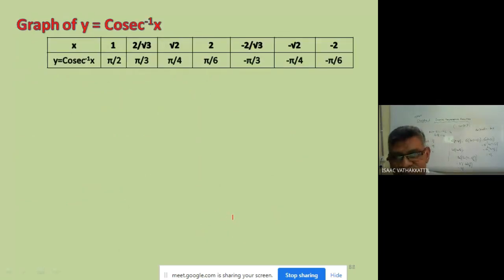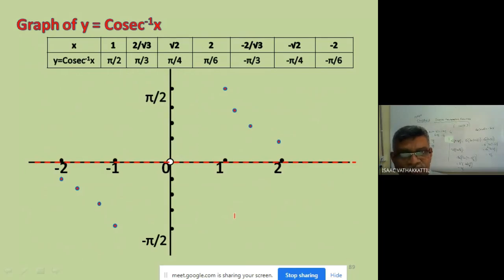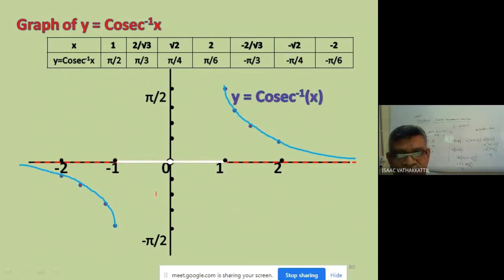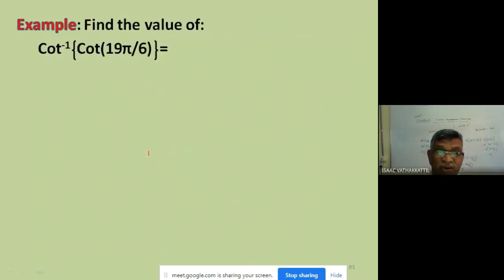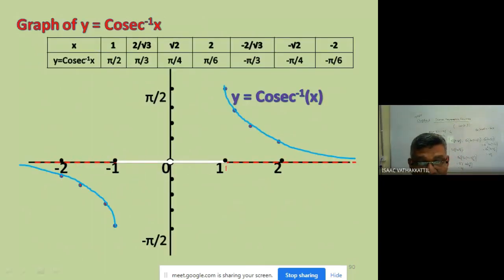Clear? The graph that you draw, if you have a doubt, you can refer here. It is from minus pi by 2 to pi by 2, but not defined at 0. Further, the domain of cosec inverse is R minus the interval (minus 1, 1). It is not defined from minus 1 to 1. The value of cosec inverse may lie from minus pi by 2 to pi by 2, but cannot be 0.